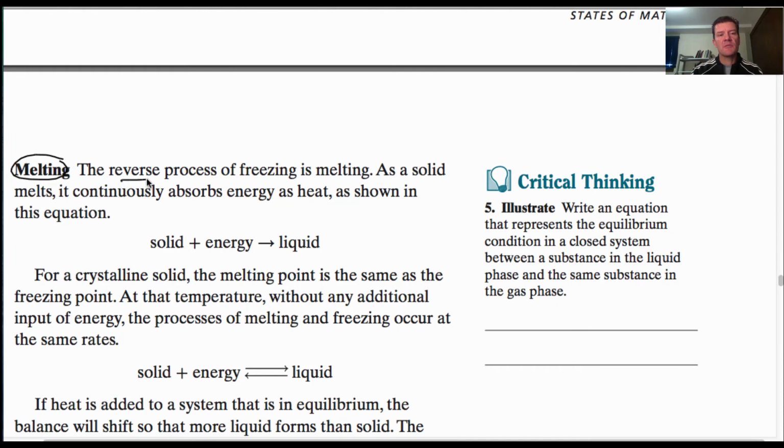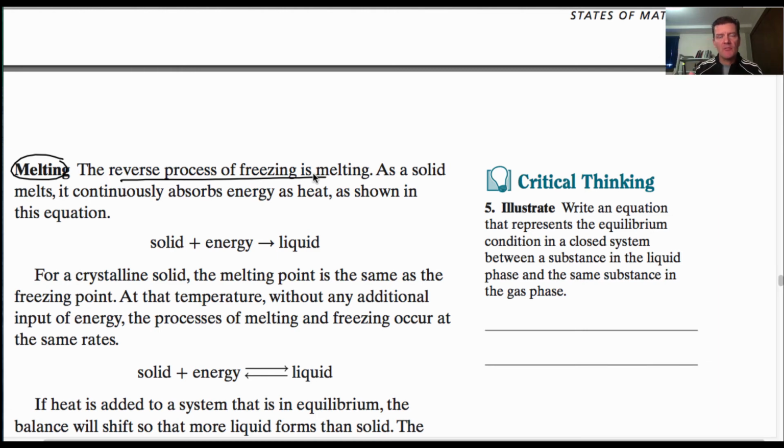Melting is the reverse process of freezing. So we freeze something, it goes from a liquid to a solid. You melt something, it goes from a solid to a liquid. And the energy flow is opposite. In order to freeze something, you have to take energy out of it. Heat energy has to come out of that substance. In order to melt something, you've got to put energy into that substance.